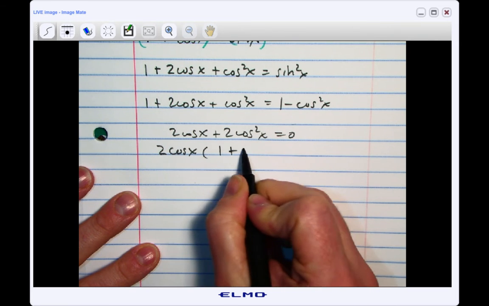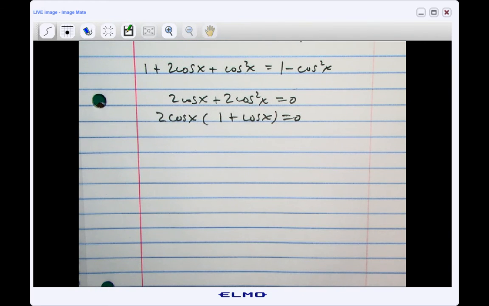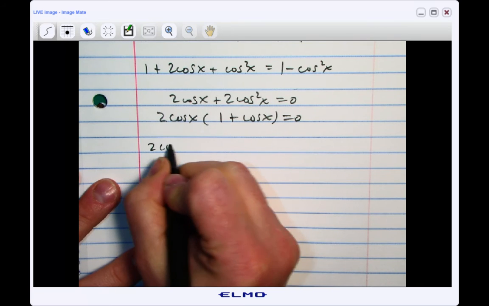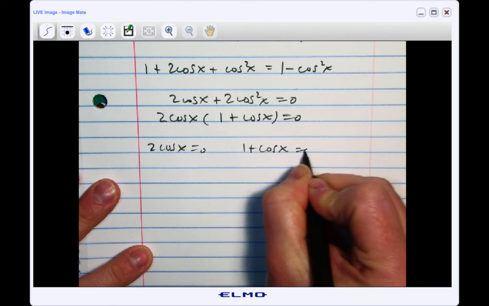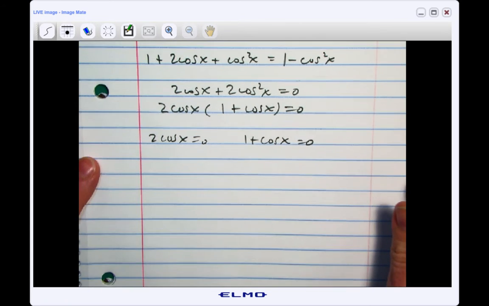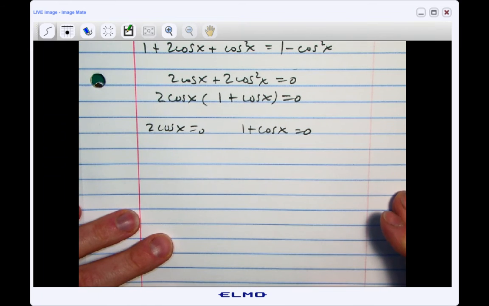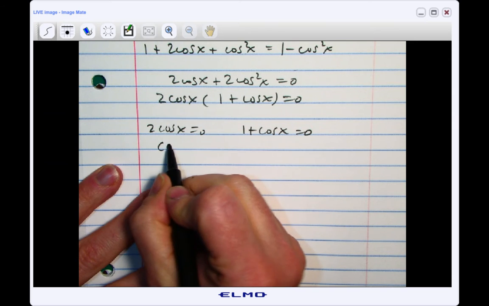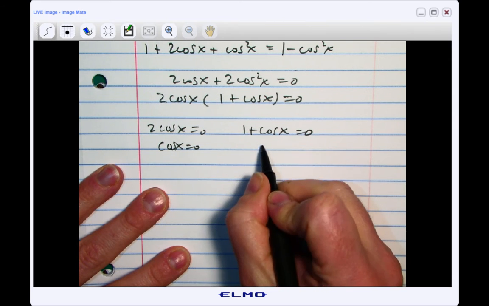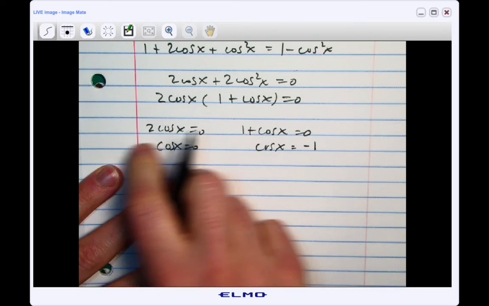That'll be 1 plus cosine x. And now this is a lot like all the ones that we've talked about before. I have 2 factors that are set equal to 0. I'm going to use my zero product property, which says that if 2 things are multiplied together that give you 0, well, one of them at least has to be 0. So I'm going to figure out what will make each of these 0. So of course this is cosine x is equal to 0, and this is cosine x is equal to -1. Well, these are both quadrantal, right?